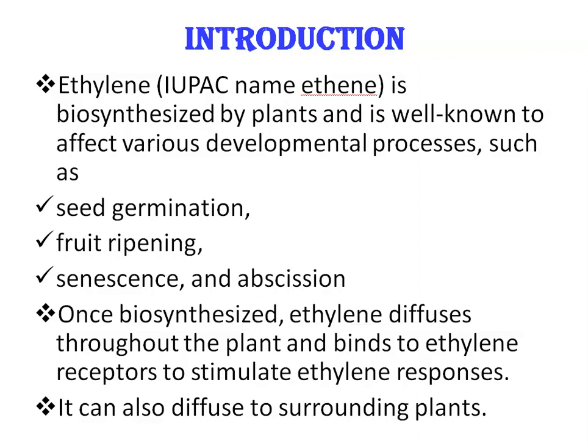Ethylene can also diffuse to surrounding plants and is the basis of the saying, one bad apple spoils the bunch. It means one bad apple could cause the others to spoil. Here, ethylene produced by a bad apple hastens the ripening of others, right?